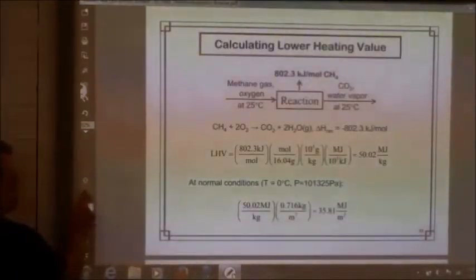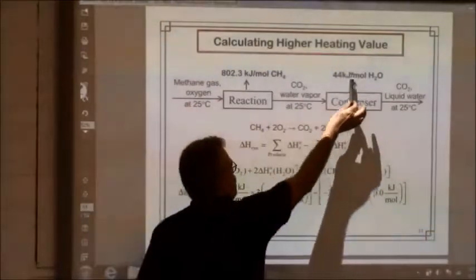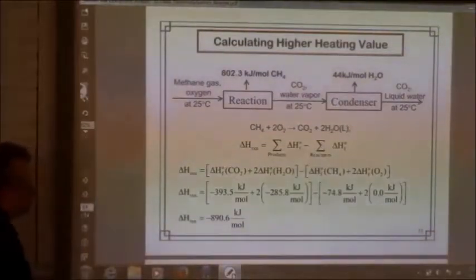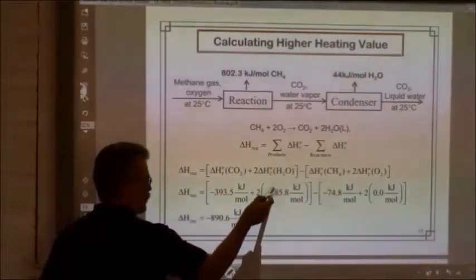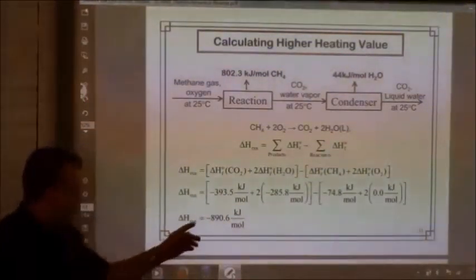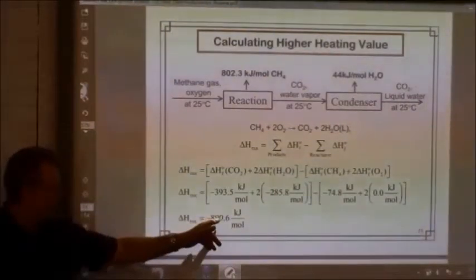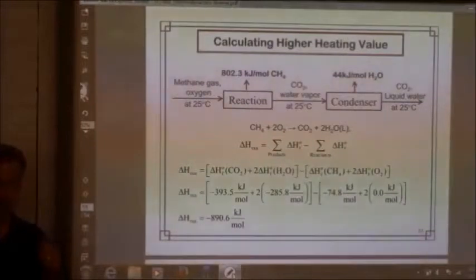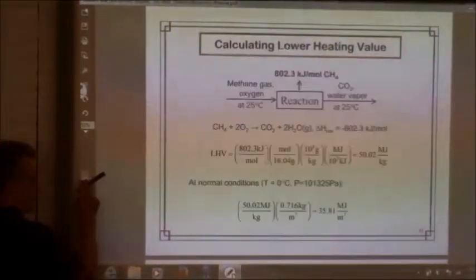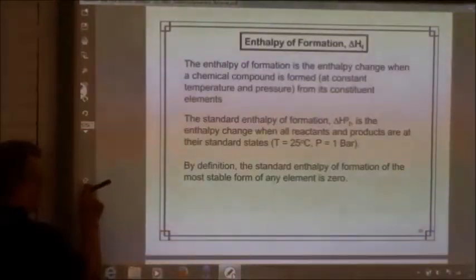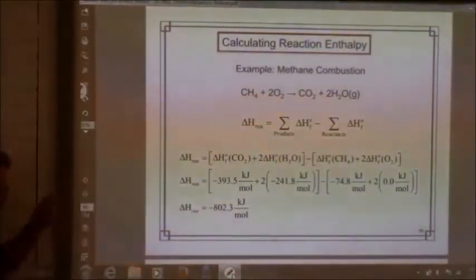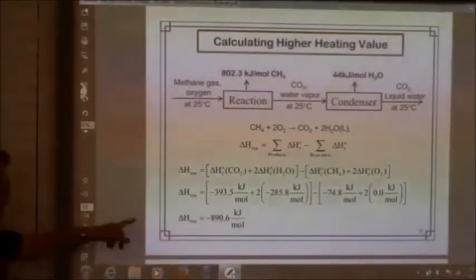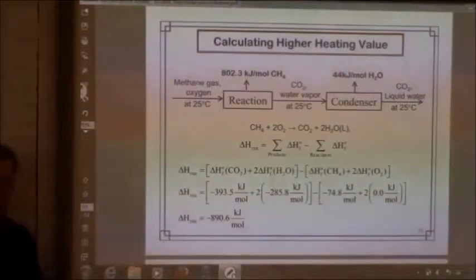So theoretically, there's still heat that we could get out. Okay, and so in order to account for this, instead of using 241.8, we use 285.8, and you can see that the reaction goes up to 890.6. So this is a higher value than the 802. You see that? So the lower heating value was based on the enthalpy change of 802. This higher heating value is 890. Okay, so there's more energy in the fuel.